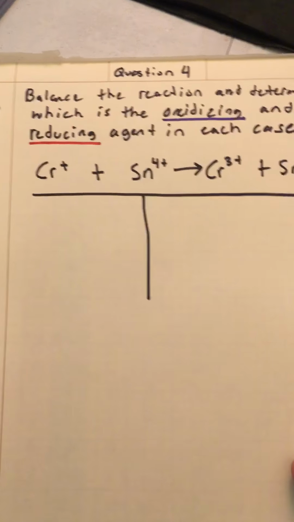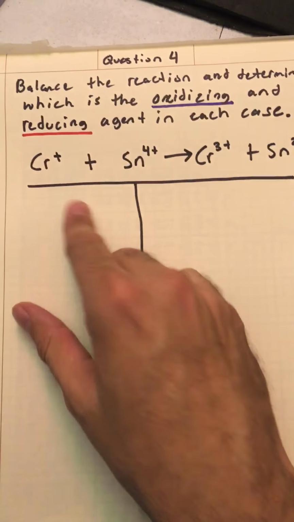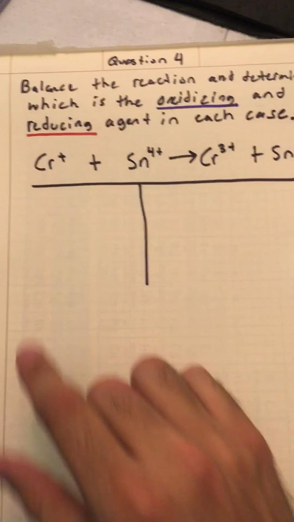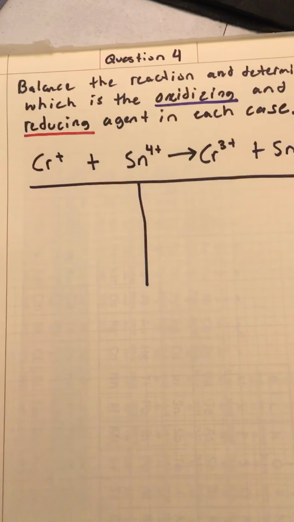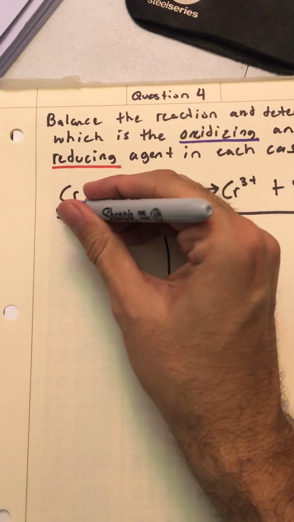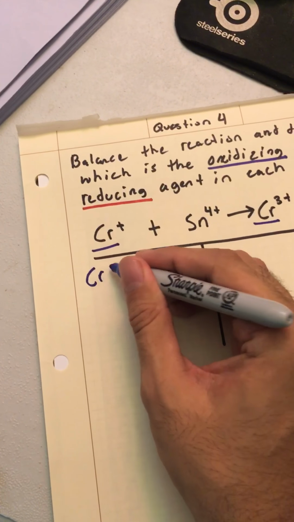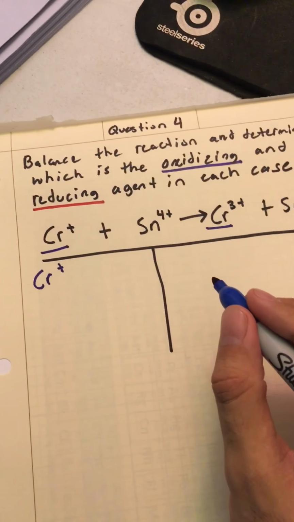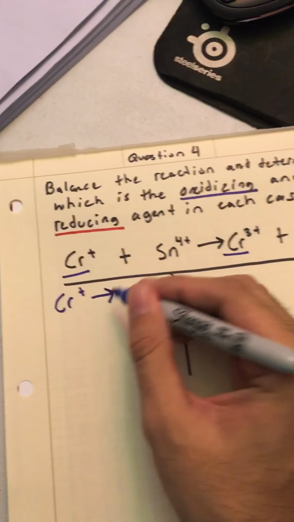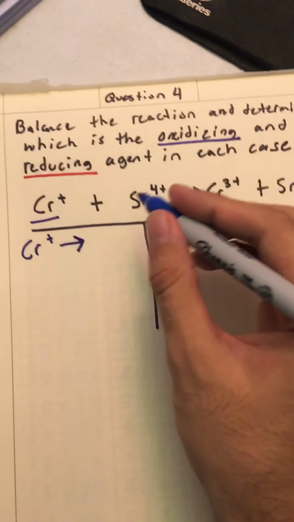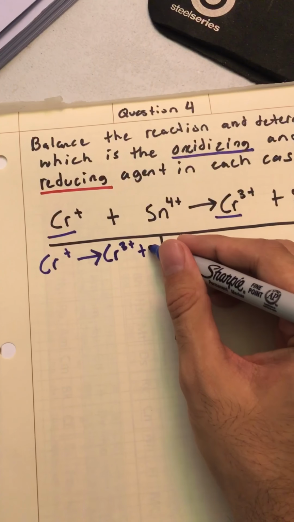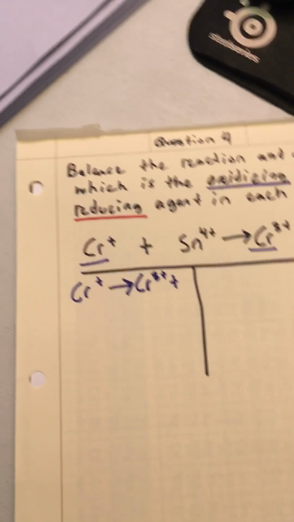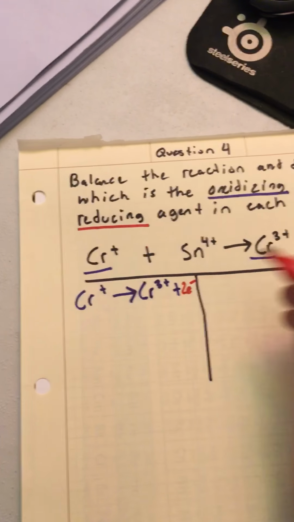Well, the way we balance this reaction is first we split each part of the reaction based on what loses and what gains electrons. So in other words, we'll take the chromium from both sides and we'll say that to get from Cr³⁺ to Cr⁺, we take chromium 3 and add 2 electrons.